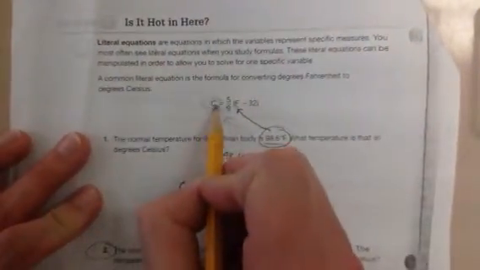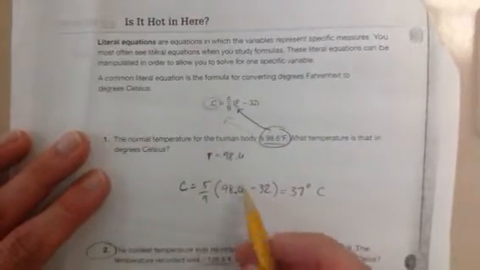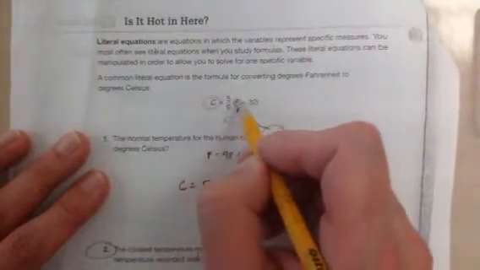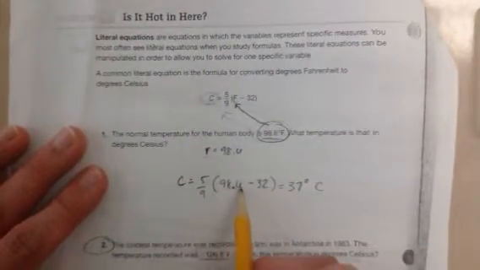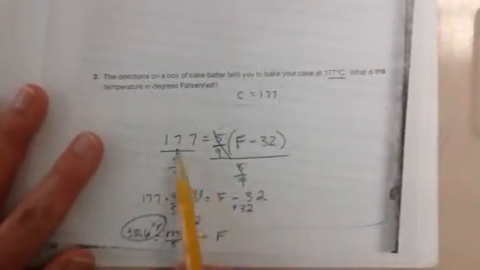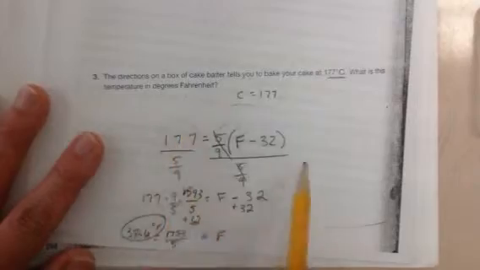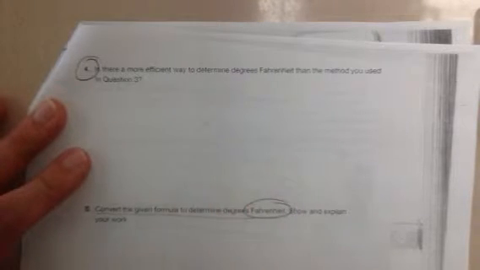Here, you have C all by itself. It was really easy to convert from Fahrenheit to Celsius because we had C all by itself. We just had to plug in for F, right? But down here it was harder because we plugged in for C and then we had to do all this work. So basically, it would make things a lot easier if we had that equation with the F all by itself, right? So that's basically what they're asking you to do: convert the given formula to determine degrees Fahrenheit, show and explain your work.